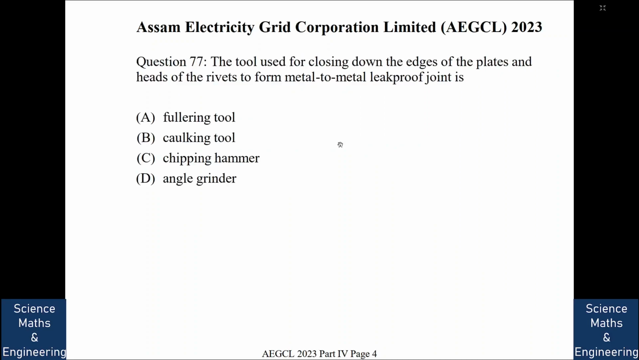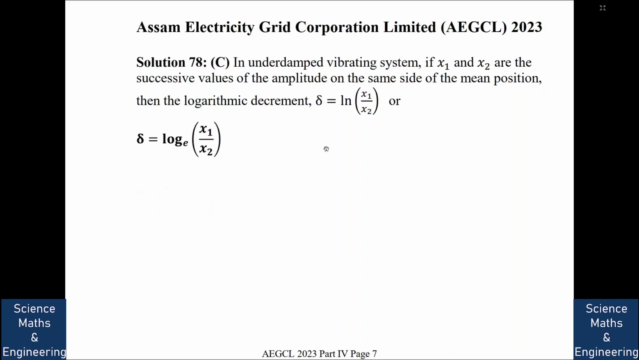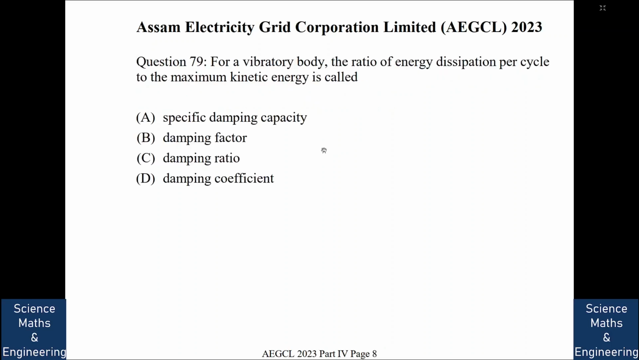The tool used for closing down the edges of the plates and heads of the rivet to form metal to metal leak-proof joint is called, so it is called caulking tool. So next question. In underdamped vibrating system, if x1 and x2 are the successive values of the amplitude on the same side of the mean position, then the logarithmic decrement is equal to, so it is equal to log of x1 by x2. So it is the natural log. So option C is the correct answer.